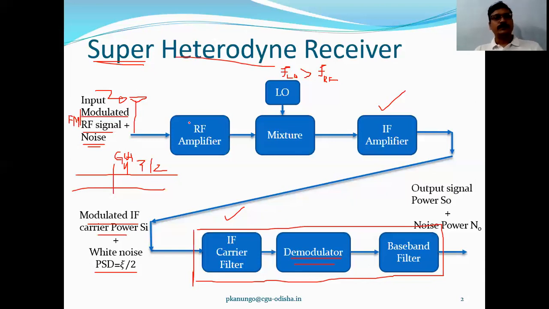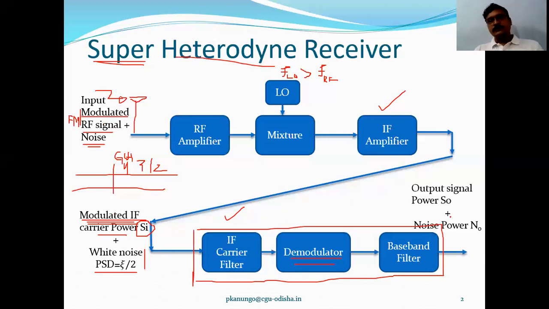If you look before this RF amplifier, the input signal is the FM signal plus noise, and this FM signal frequency is FRF. But after the first conversion, we are getting the IF frequency. Therefore, the output of the IF amplifier is an FM signal with an IF carrier frequency. So now the input signal power we can say is SI, and from the power spectral density we will calculate the input noise power.